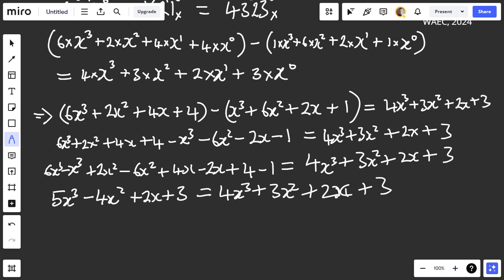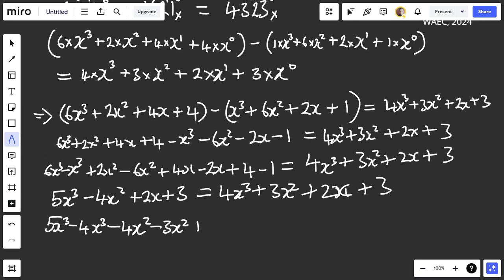So 5x cubed here, its like term is 4x cubed. So we bring 4x cubed to the left, and it is plus here. When you bring it to this side, it becomes minus. So here we'll have 5x cubed minus 4x cubed. Then we continue. Here is minus 4x squared. Its like term is on the right hand side, 3x squared, and we bring it over. That will be minus 3x squared.